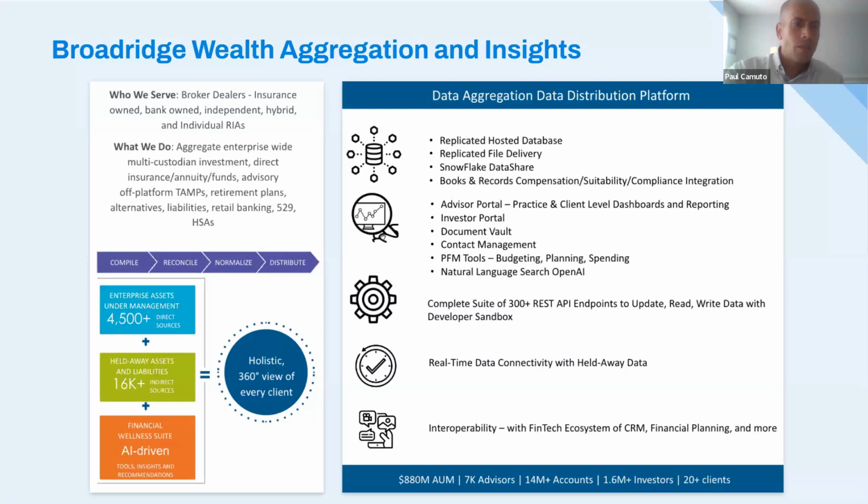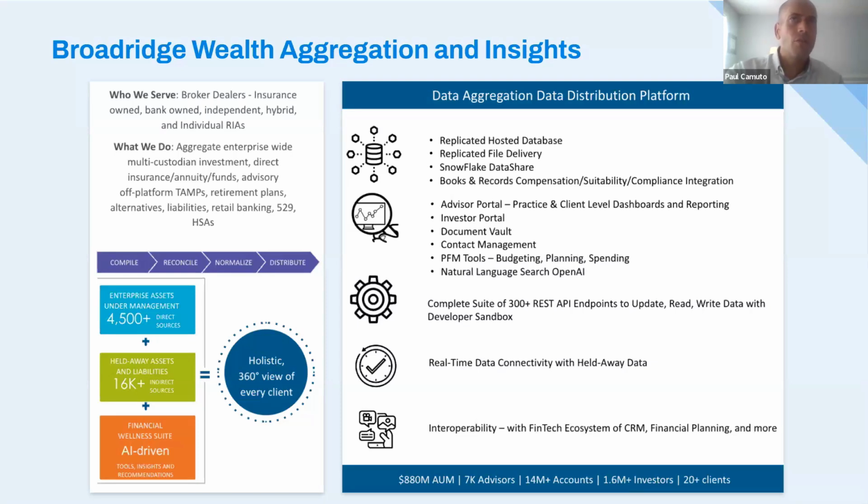We not only bring in data across 4,500-plus distinct direct sources, we reconcile it and normalize it to a common denominator in terms of account registration, security types, et cetera. We then post it and then distribute it.